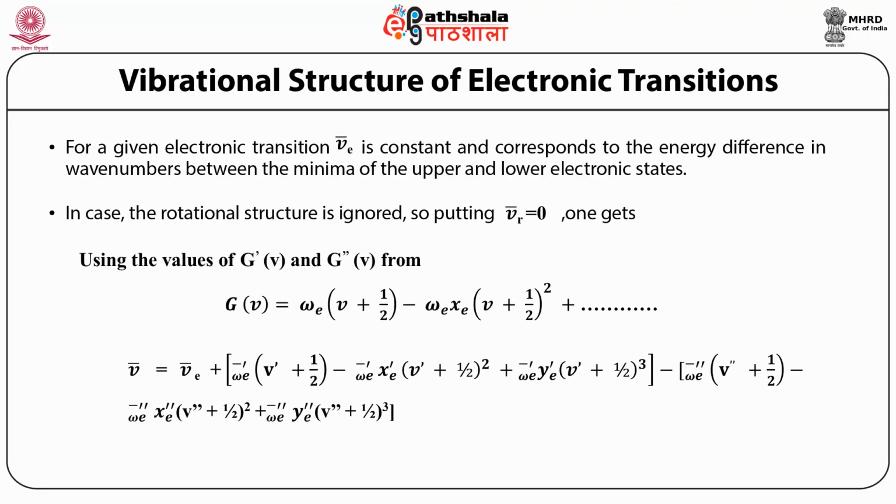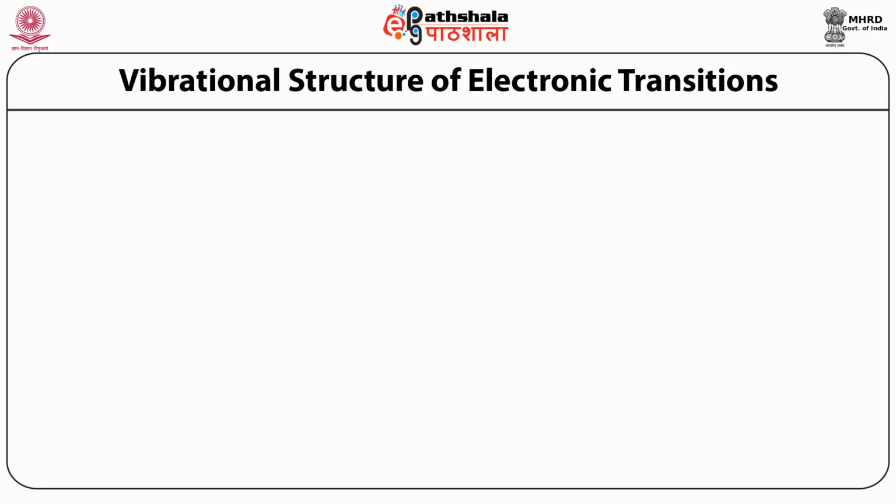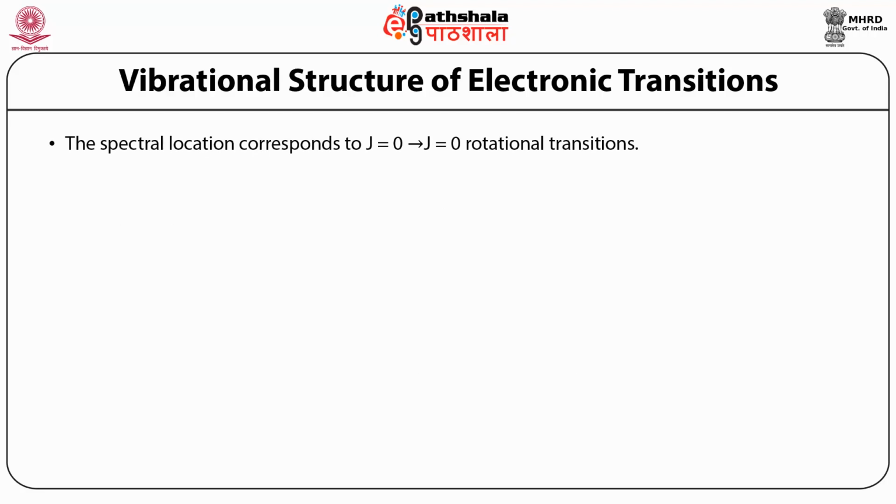And using the values of G'(ν') and G''(ν''), one can write G(ν) = ω_e(ν + 1/2) − ω_e x_e(ν + 1/2)² and so on. So ν = ν_E plus, we just need to put the values of G(ν) to get the complete equation. The spectral location corresponds to J = 0 to J = 0 rotational transitions.